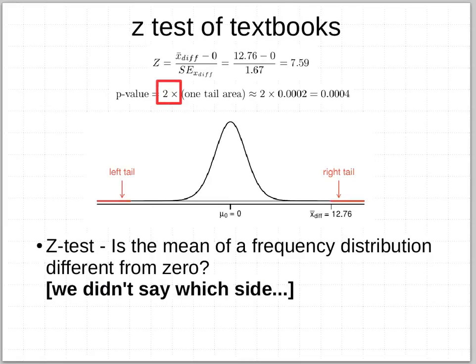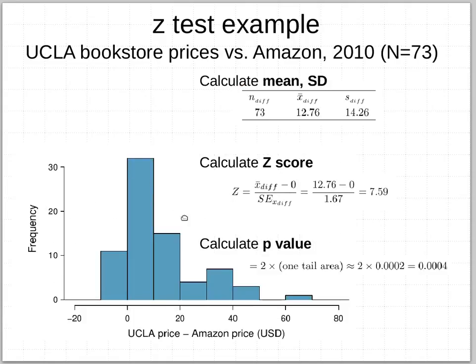Now, an important distinction here is that we assumed 2 times the tail area because all we simply asked is, is the mean different from 0? We didn't say which side of the tail it is. Let me go back to this. We have this distribution that comes up here to the positive end. The data are going to be up here where the UCLA price tends to be higher than the Amazon price on average for the most part.